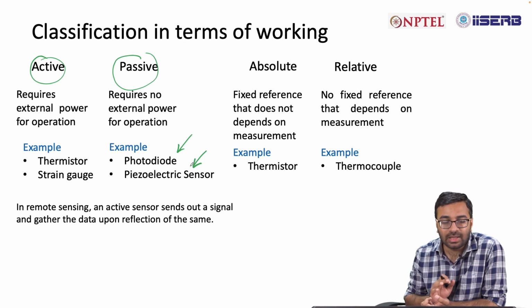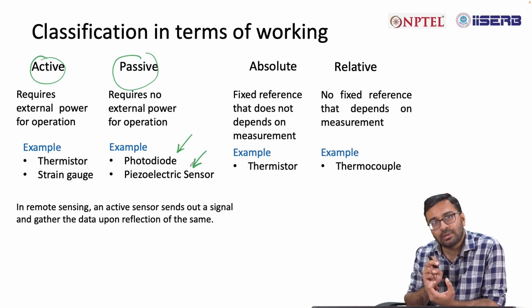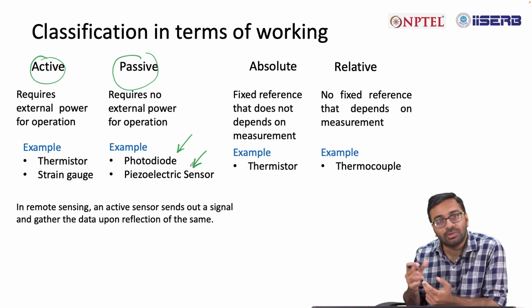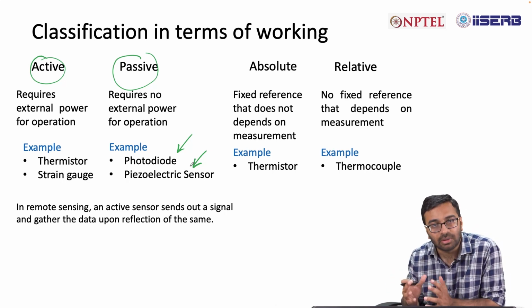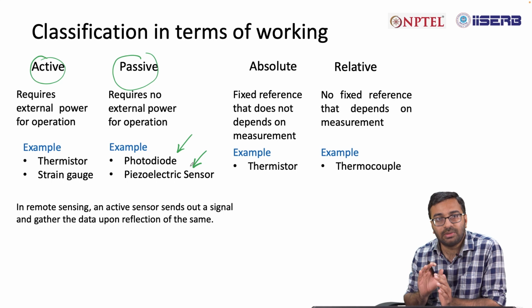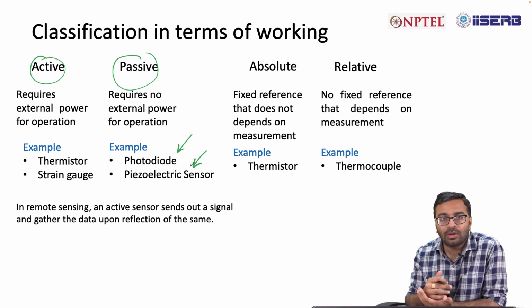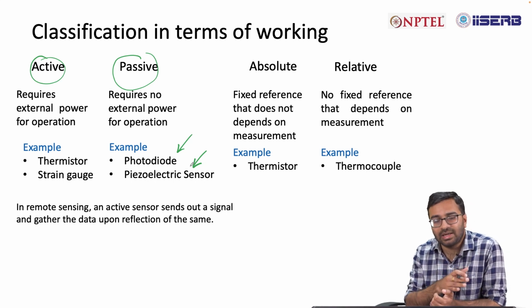But it doesn't mean that photodiode cannot be used with external power. There are systems where we use external power and then also use photodiode, or to operate the photodiode we also take help of external power. Okay, just be very clear about that. But based on the power generation or the requirement of external power, we classified sensors in active and passive.